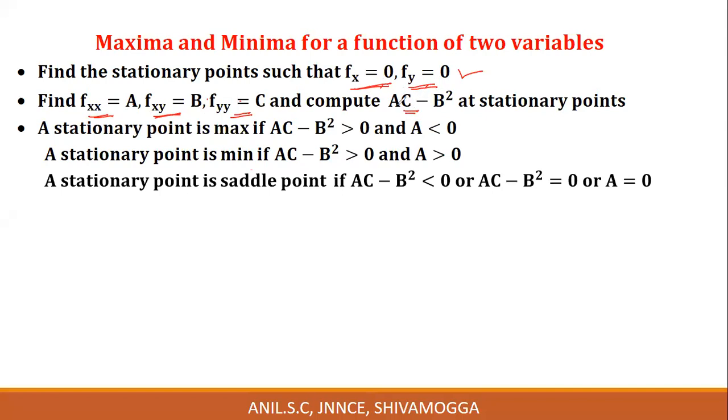If ac minus b square is greater than 0 and a is less than 0, the point is said to be a maximum point. If ac minus b square is greater than 0 and a is greater than 0, then the point is said to be a minimum point. If ac minus b square is either less than 0 or equal to 0, then the point is said to be a saddle point, which is neither maximum nor minimum.